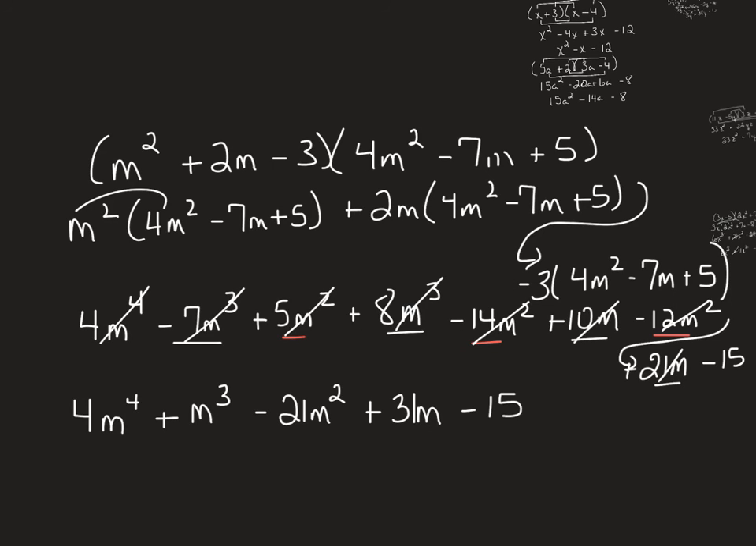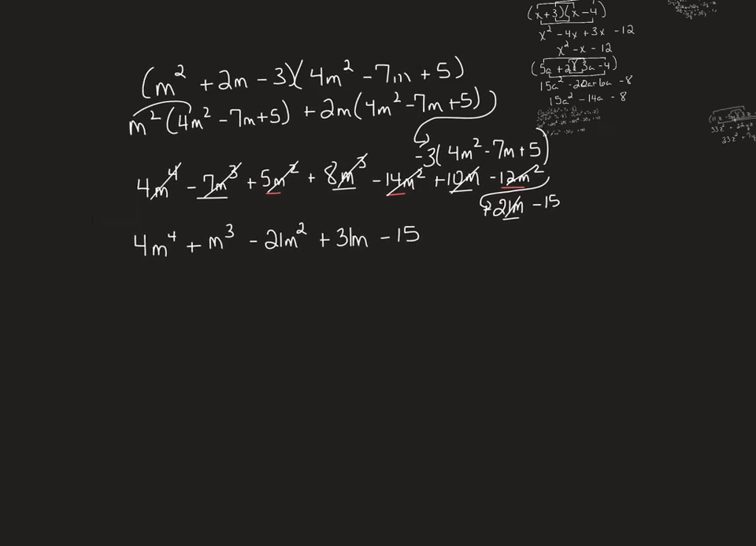FOIL is easiest, since that's just two binomials, but you can always use a distributive property, even with two binomials. FOIL is just another example or another method, a shortcut to the distributive property. If you're multiplying a binomial times a trinomial, you'll have to use the distributive property. And same thing if you're multiplying a trinomial times a trinomial. You'll have to do what we did in this problem. Separate it out, multiply each term in the first trinomial by every term in the second, and then combine like terms. All right.